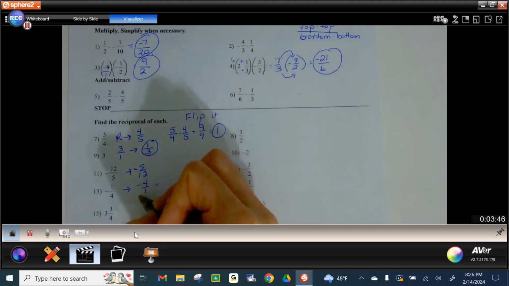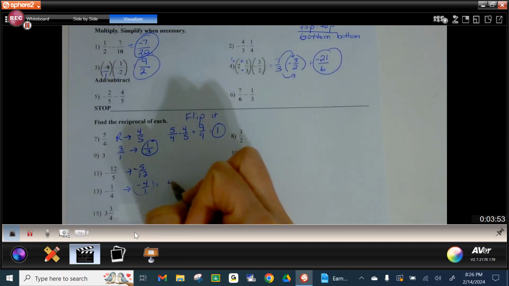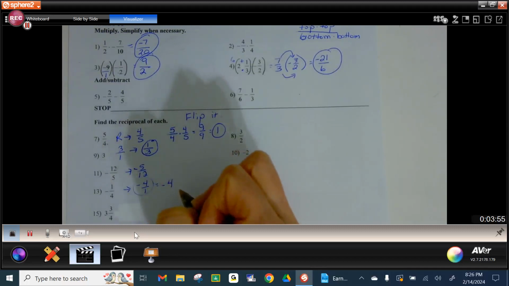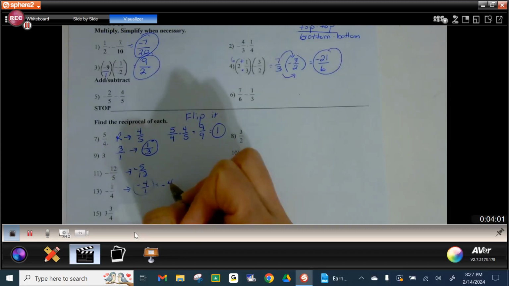But you need to simplify this. Okay, this is not wrong, but it's not simplified. 4 over 1 is 4, and it's negative, so it's negative 4. Okay, when you see this, and you're all done doing your math, this is what you should write.